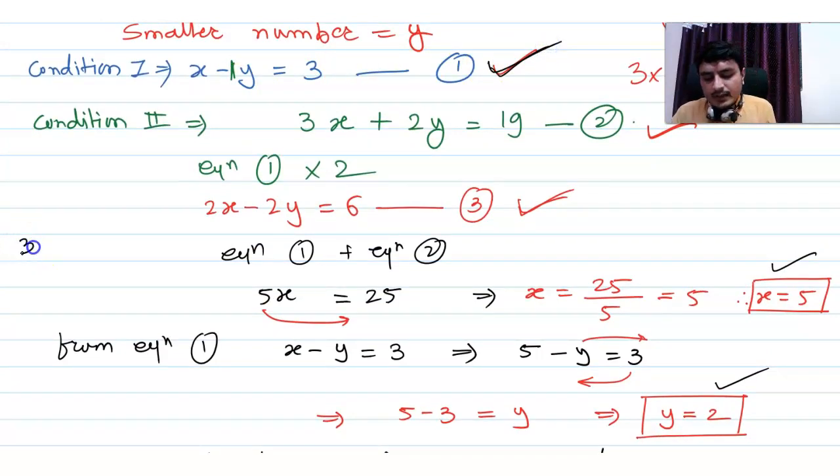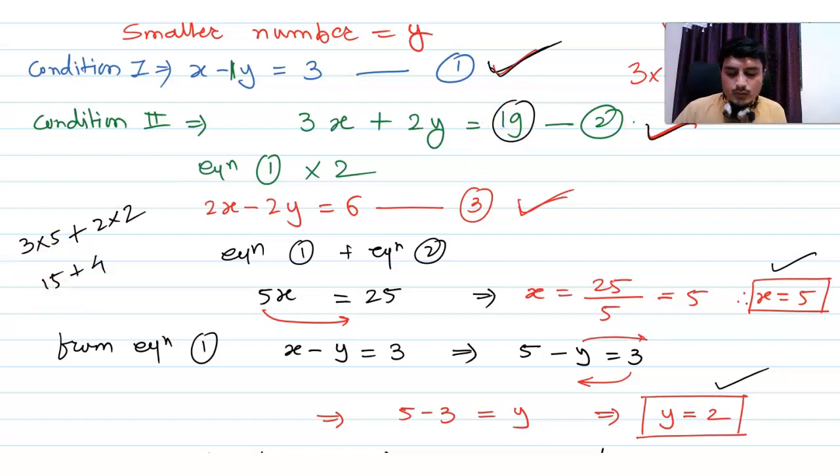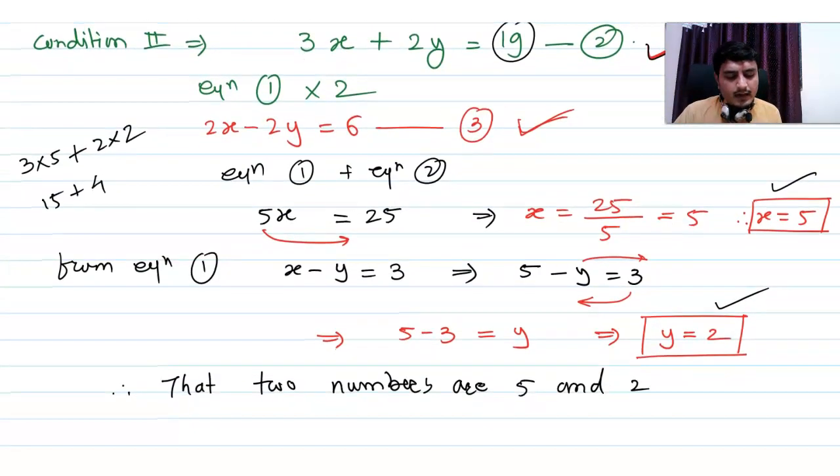While 3 times the bigger number, that means 3 times 5, plus 2 times the smaller number, that means 2, 3 5s are 15 plus 2 2s are 4. 15 plus 4 is exactly 19. So the second condition is also satisfied. So we can say our answer is correct. The bigger number is 5 and the smaller number is 2 here.